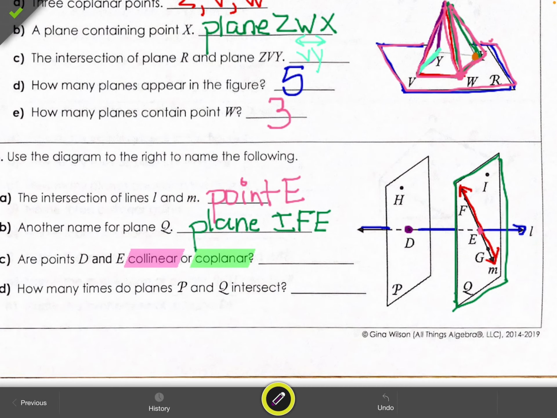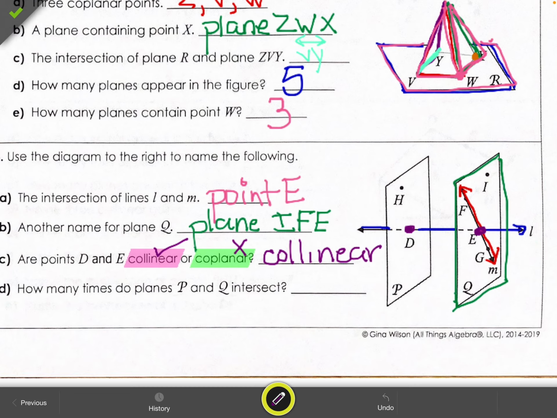Okay. So are they collinear? That would be a yes, right? They're on line L, the blue line. Are they coplanar? Are they on the same plane, which are your boxes? That would be a no. Okay. Point D is on plane P and point E is on plane Q. So they're collinear. I already checked it off, but let's write it down.